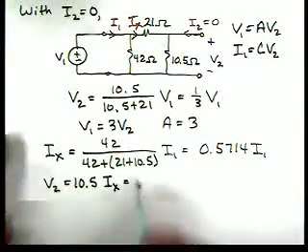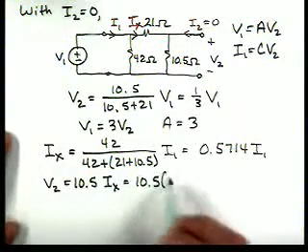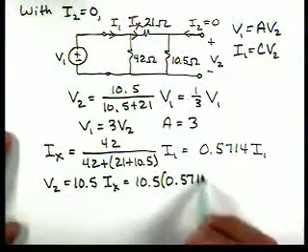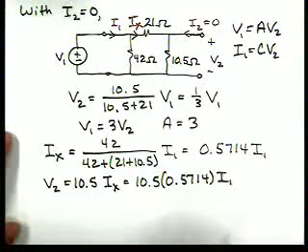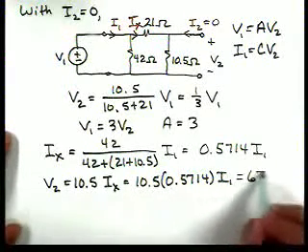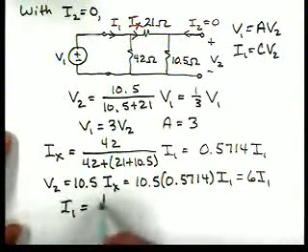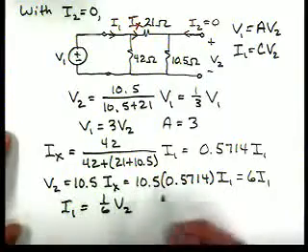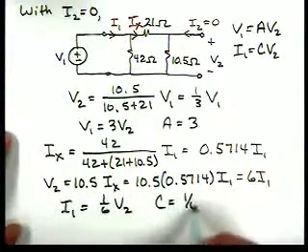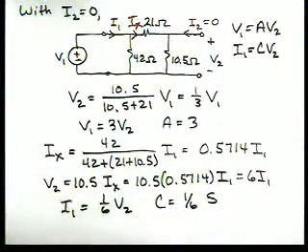So we have 10.5 times 0.5714 times I1, which is 6 I1. So then I1 is 1/6 times V2, so then C is 1/6 Siemens. Okay, so that gives us A and C.